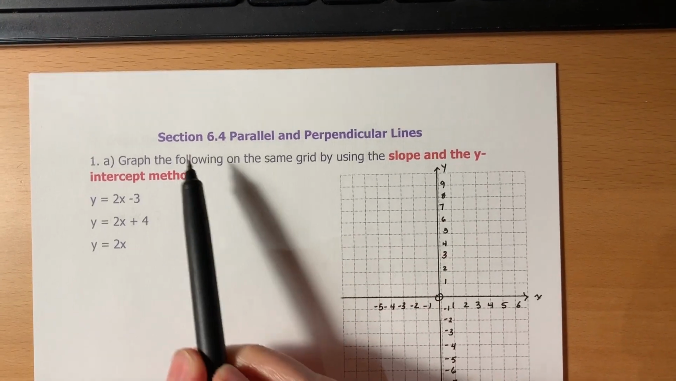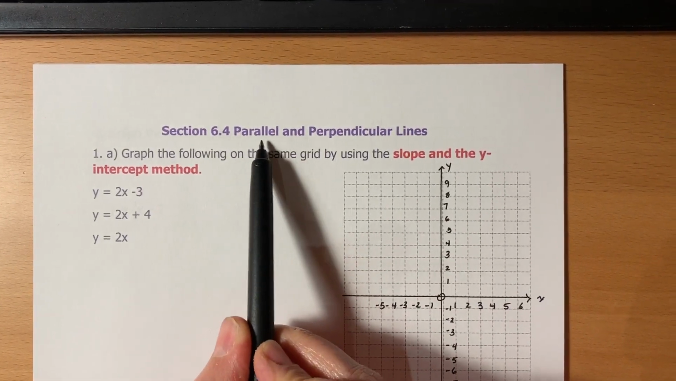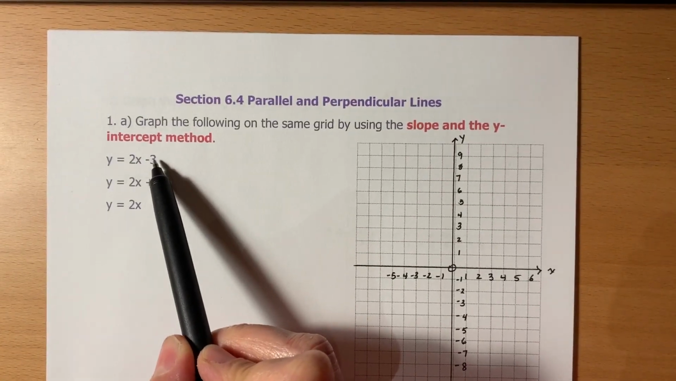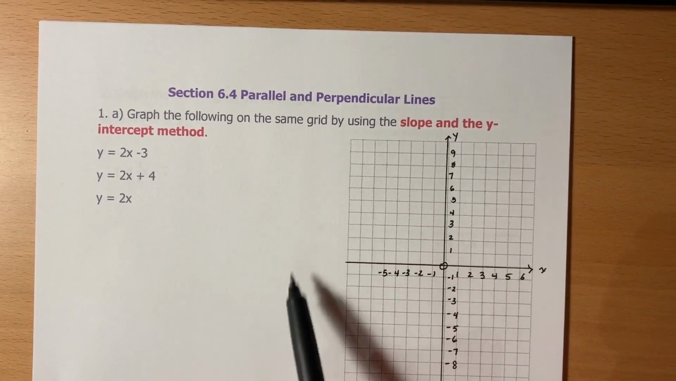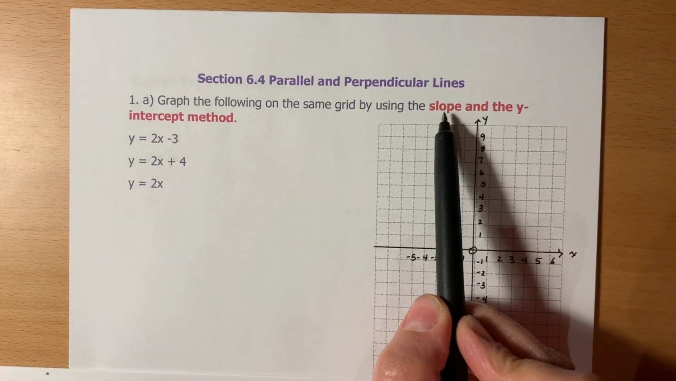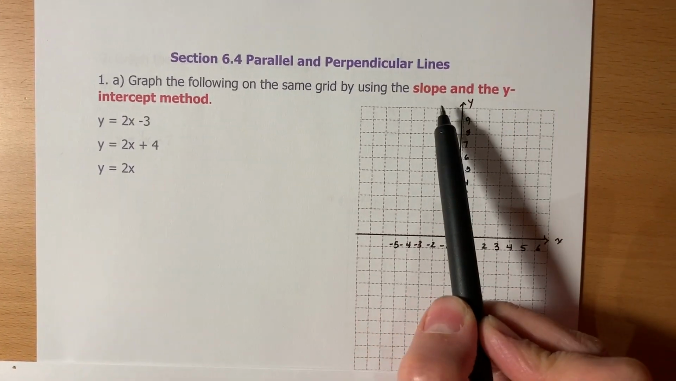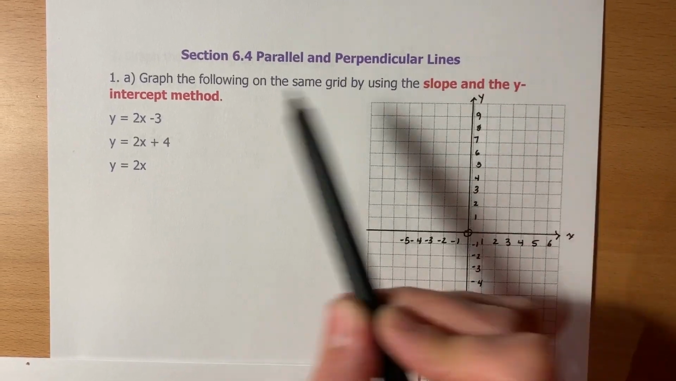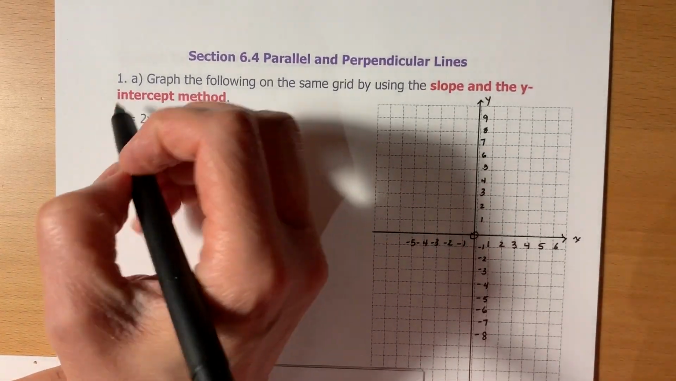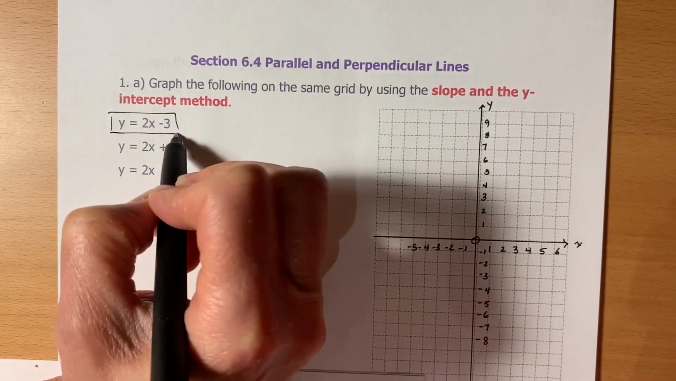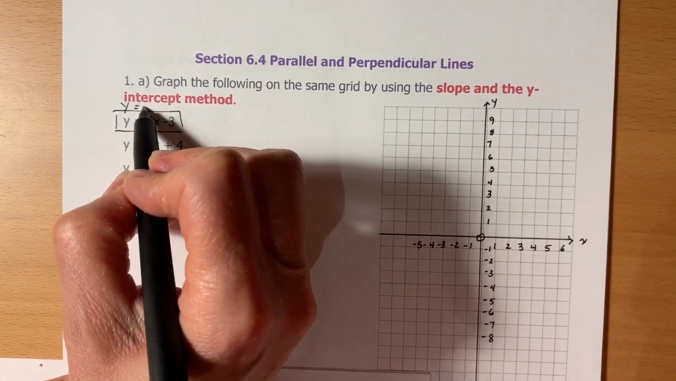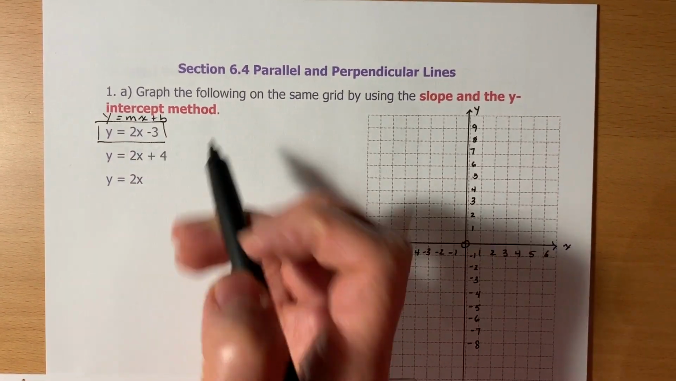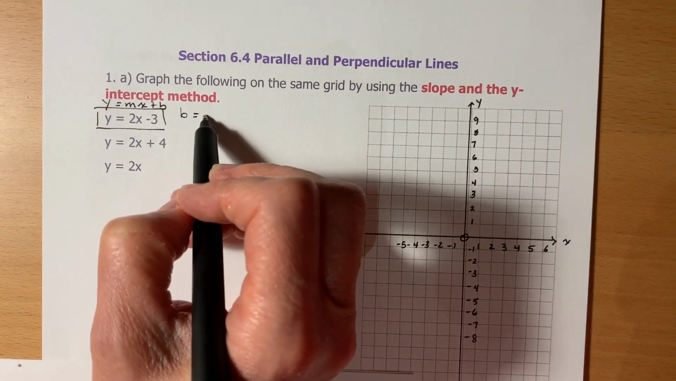Okay, so we're going to look at section 6.4, which has to do with parallel and perpendicular lines. So I'm going to graph these three equations on one grid, and I'm going to graph using the slope and the y-intercept method. The slope and y-intercept method is I'm going to use my slope, which is my m, and my y-intercept, which is b. So once again, at this point, you should know that this is in the form y equals mx plus b. My b value is right here at -3.